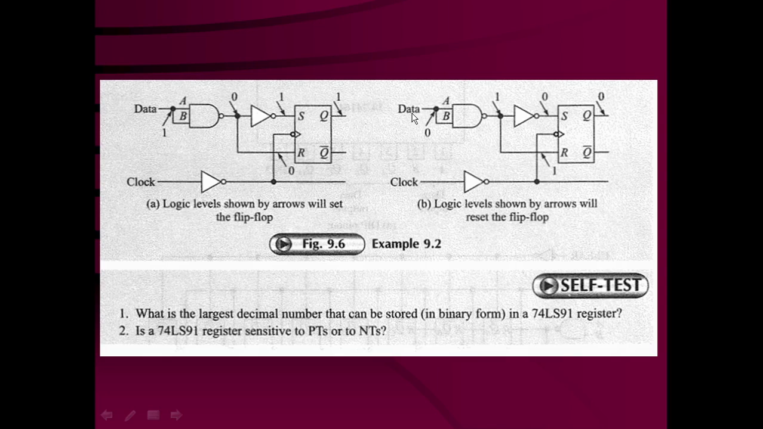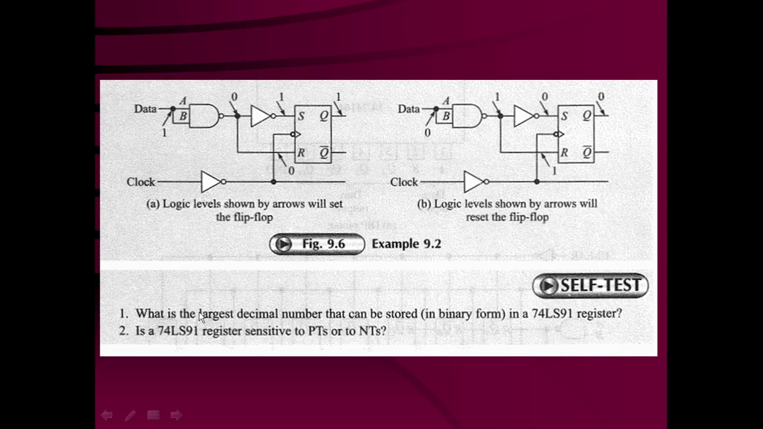Similarly here, if the data input is 0, which is inverted by the NAND gate, it becomes 1 here. So R is going to be 1. Again it is inverted here and becomes 0, so S is going to be 0 and R is going to be 1. On the positive transition of the clock pulse, the flip flop is going to be reset. So Q becomes 0. This shows how it works.